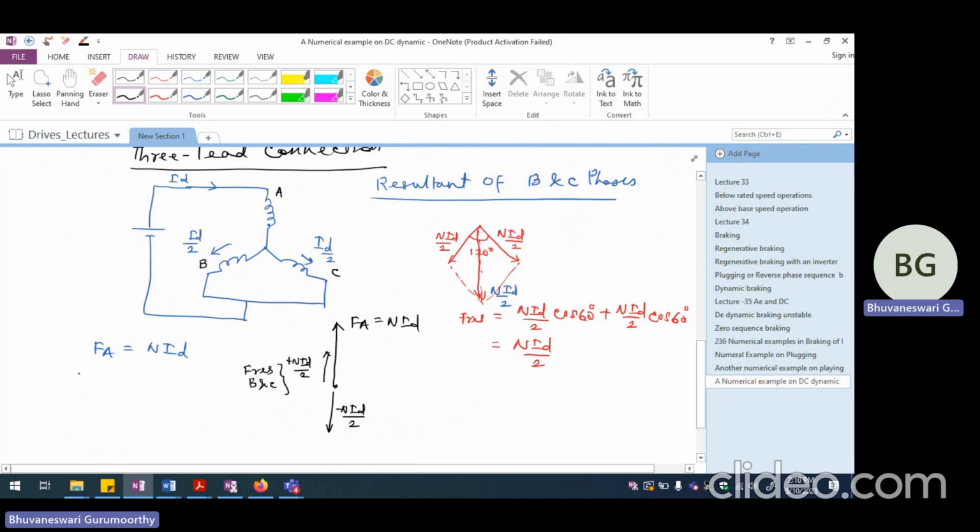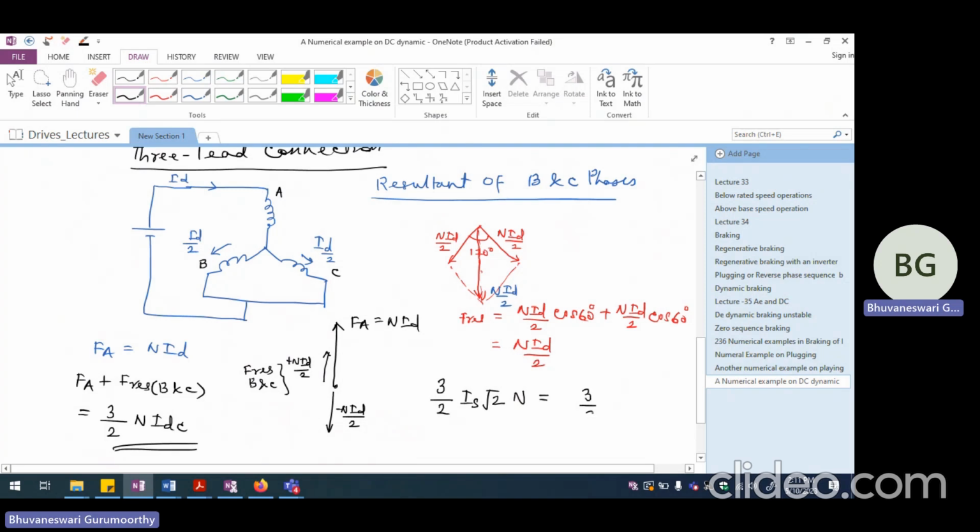So when I add FA plus F resultant of B and C, I am going to get 3 by 2 times NID. So this is going to be the resultant when I have a 3-lead connection as shown in the figure. So I should be able to say 3 by 2 times IS RMS value, which is multiplied by root 2 to get the peak, multiplied by the number of turns per phase, that should be equal to the resultant MMF, what I have got here.